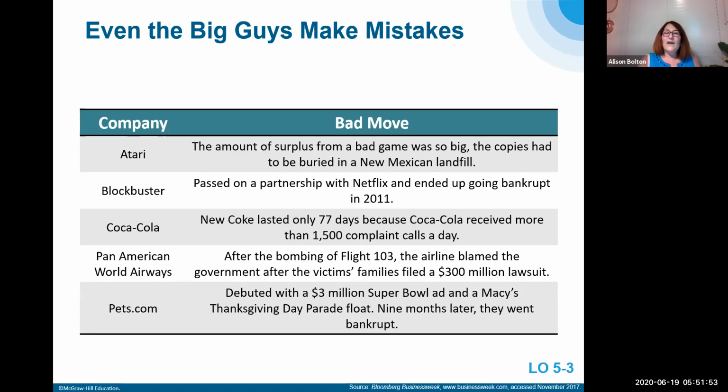Pets.com came into doing a Super Bowl advertisement. They weren't ready for it. The ad cost them $3 million. They ended up going bankrupt because of it. Of course, we know they're still around, pets.com, but they had to rebuild as a result of it.